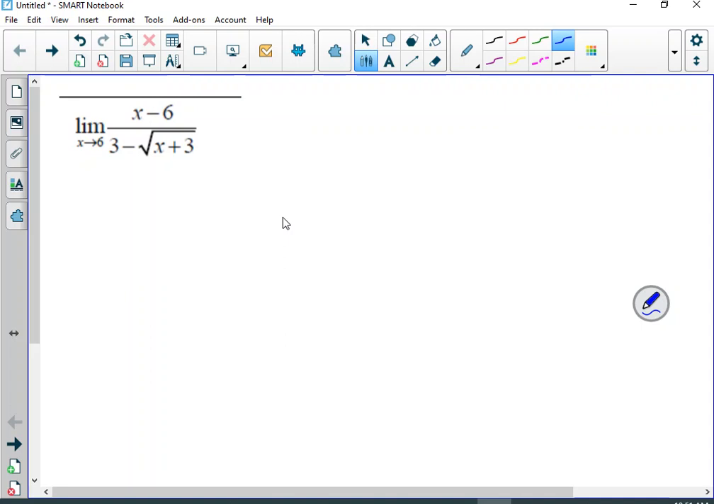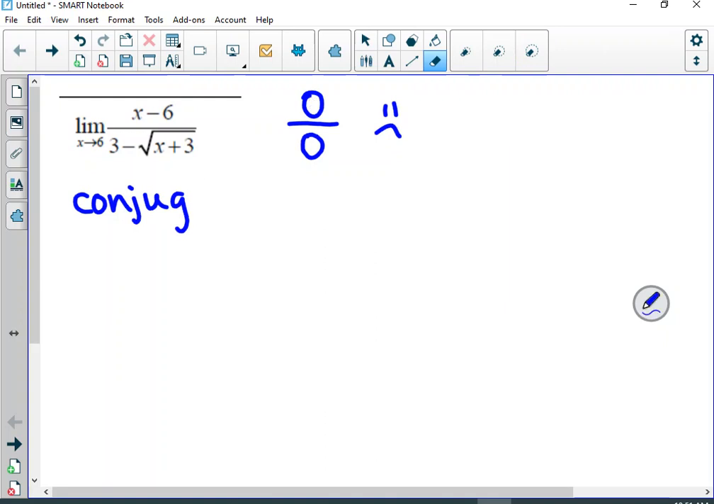So we're doing the limit as x approaches 6. We plug in 6. We get 0 over 0. 0 over 0 means, oh crap, do more work. In this case, the more work is multiplying by what's called the conjugate, if I could spell it correctly.